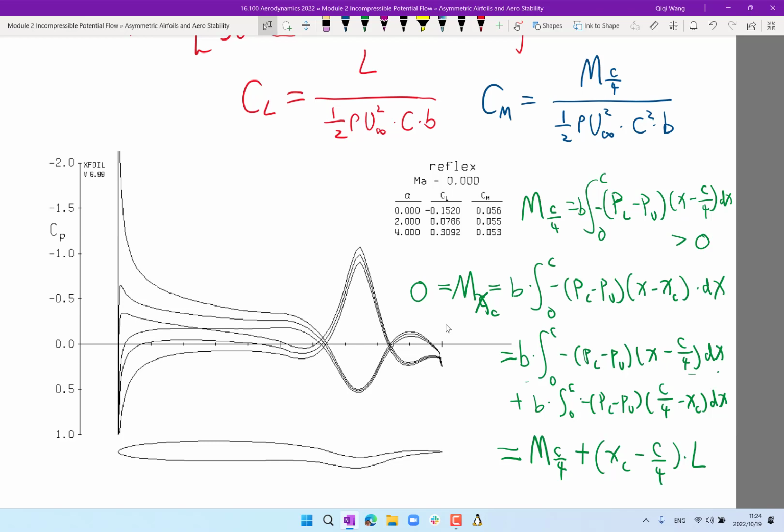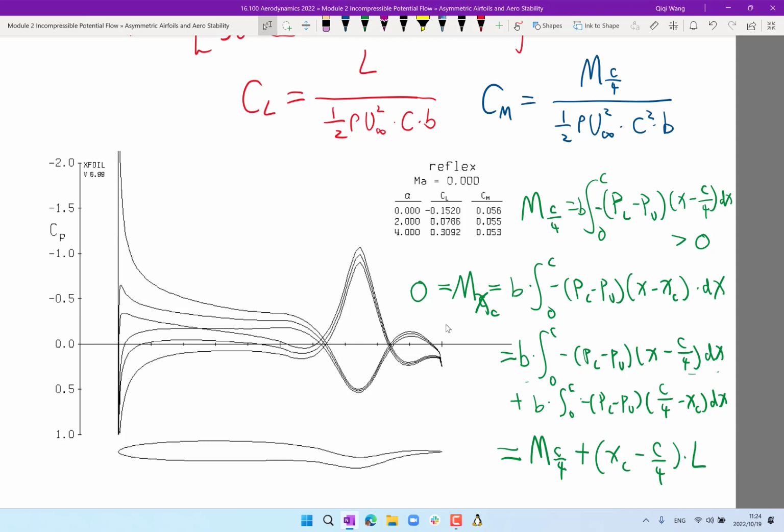right? So now we can see that for a positive moment around the quarter chord and a positive lift, right? If the sum of them has to be 0 and both M and L are positive, xc minus c over 4 has to be negative, right? Which means xc has to be upstream of the quarter chord.